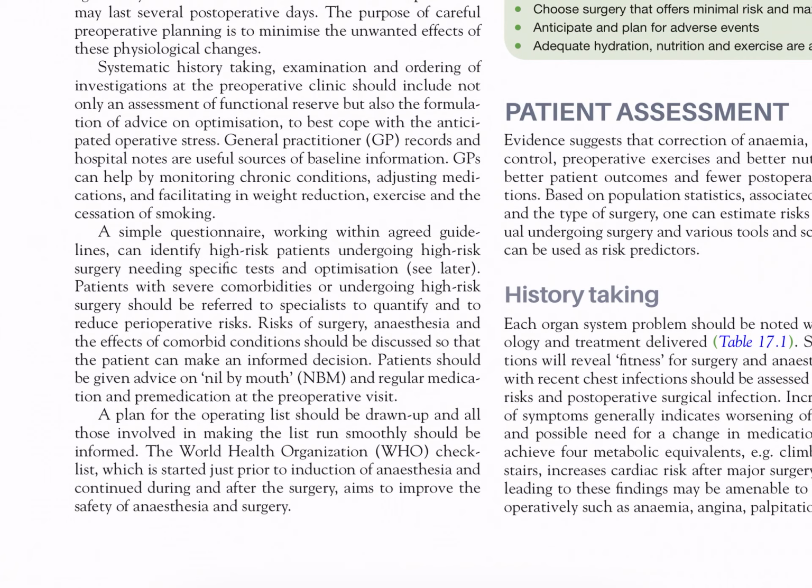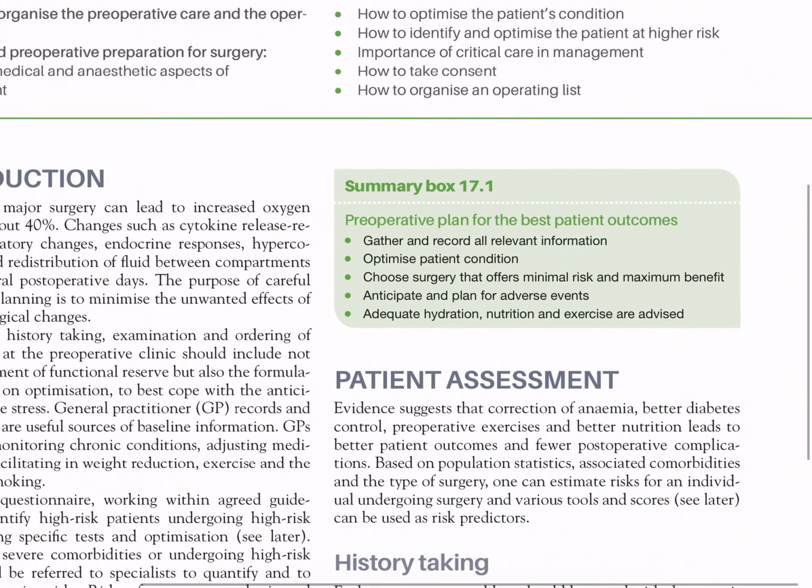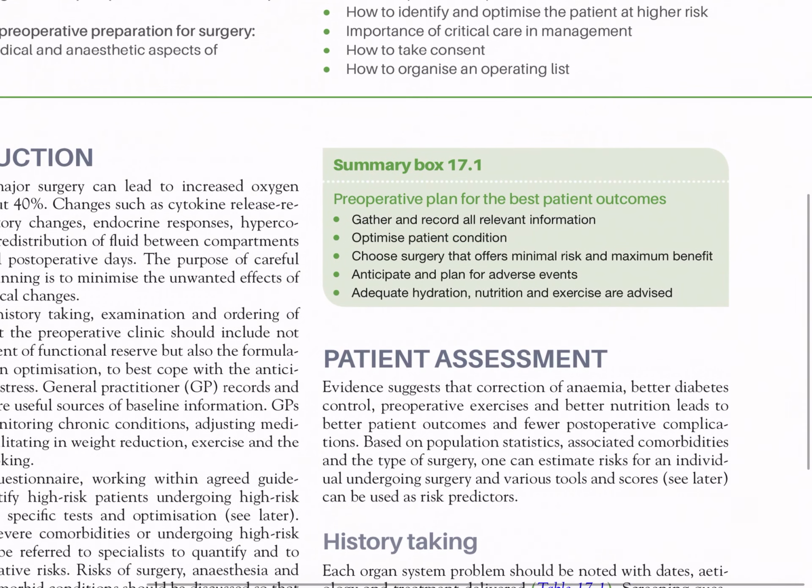A plan for the operating list should be drawn up, and all those involved in making the list run smoothly should be informed. The WHO checklist, which is started just prior to induction of anesthesia and continued during and after the surgery, aims to improve the safety of anesthesia and surgery. Summary 17.1. Preoperative plan for the best patient outcomes. Gather and record all relevant information. Optimize patient condition. Choose surgery that offers minimal risk and maximum benefit. Anticipate and plan for adverse events.